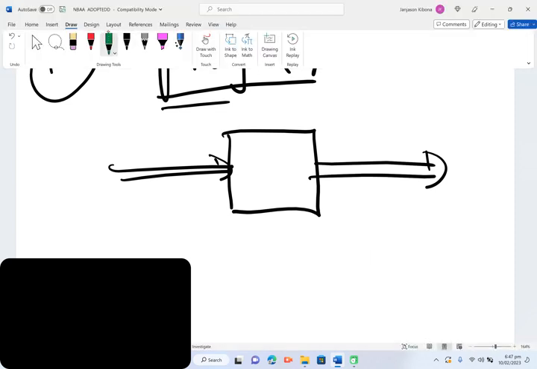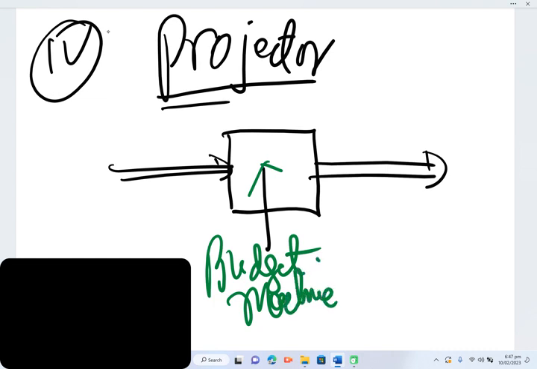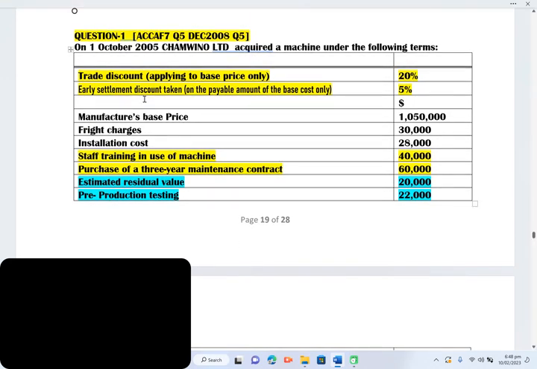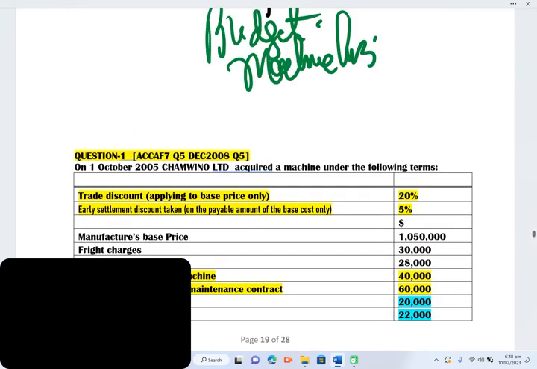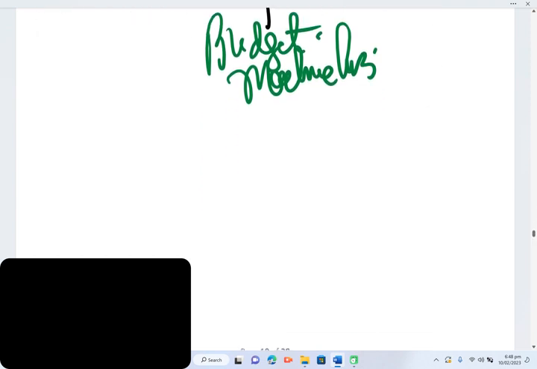Kwa hiyo kutakuwa na running hours. Hapa itasoma budgeted machine hours. Ndio sasa unajifunza. This is how it works. Ukienda kwenye aeroplane, ndege, nayo ina flight hours. Ndege inadepreciate kwa engine ya ndege kulingana na flight hours.